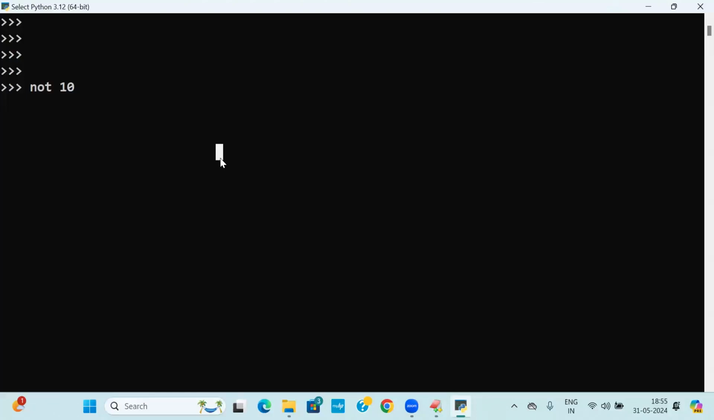Not 10. Good students. Very good students. You are answering slowly. How are you answering? False. 10 means what? Non-zero. Non-zero means true. Not true is false. Arun Singh, the negative value of a truth value is the relational expression's one. So when you give a positive value, a negative value will come, and when you give a negative value, a positive value will come. It is not that kind of thing, my dear student. Don't think like that. Did you understand this logic?